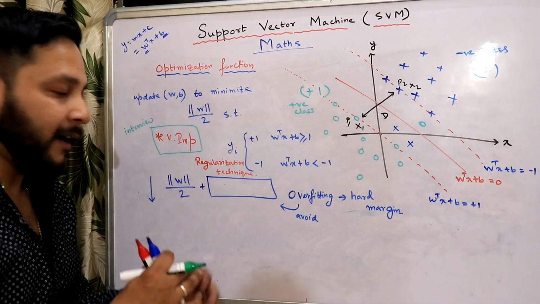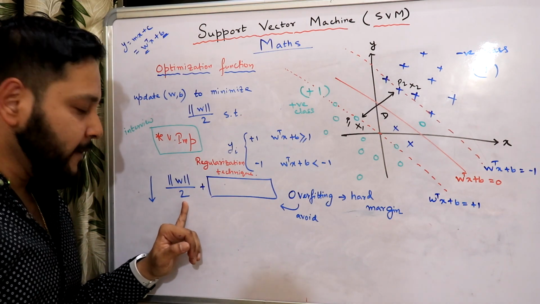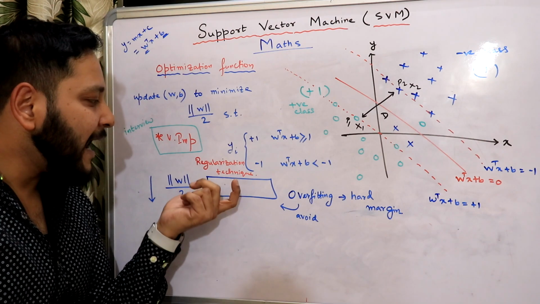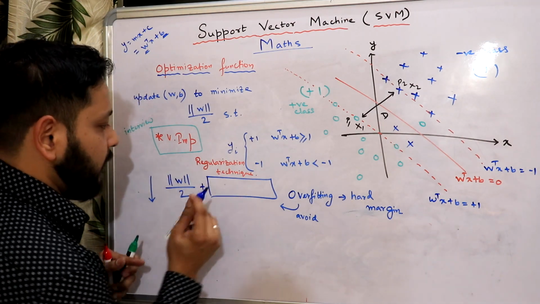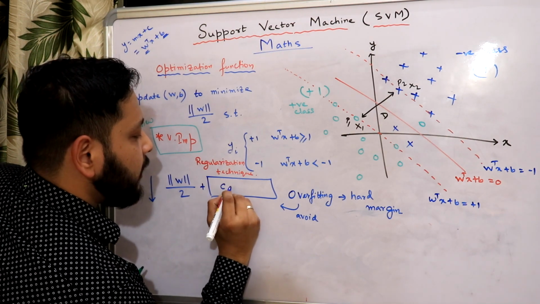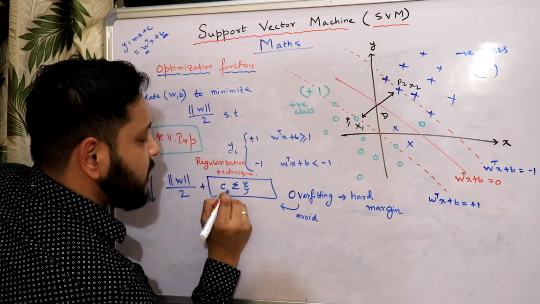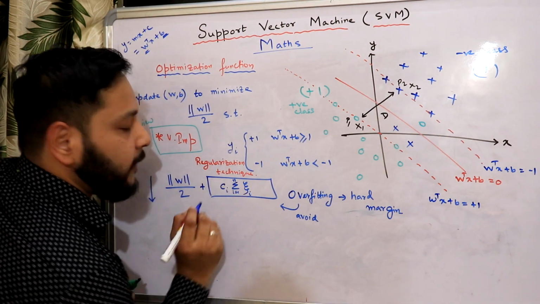Okay, so what is this regularization technique? We have to minimize this value, and to avoid overfitting we are adding some terms to it. What is this term? This is C times the summation of zeta i, where i runs from 1 to n.